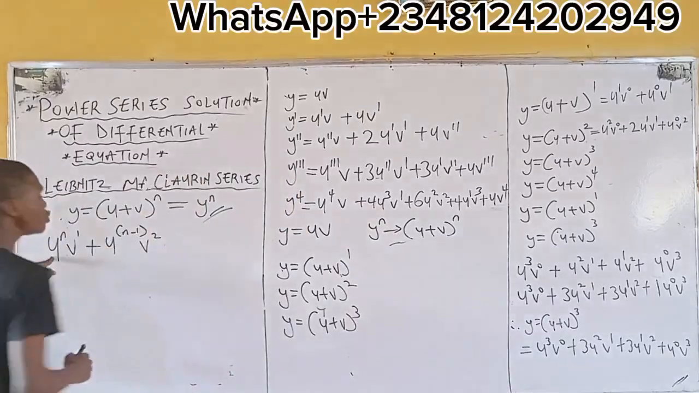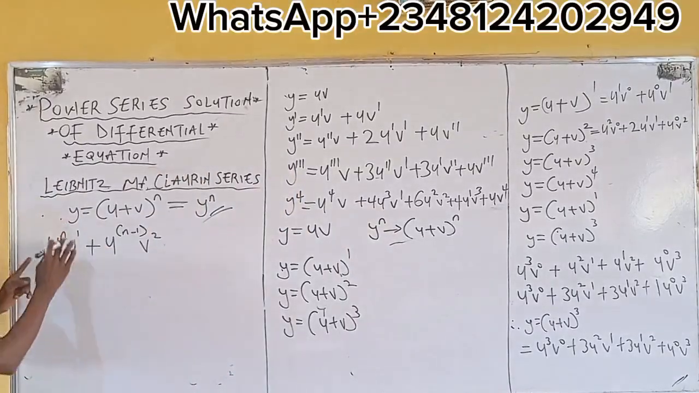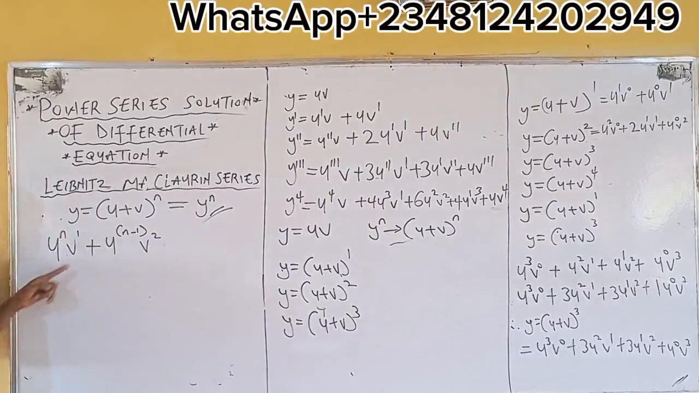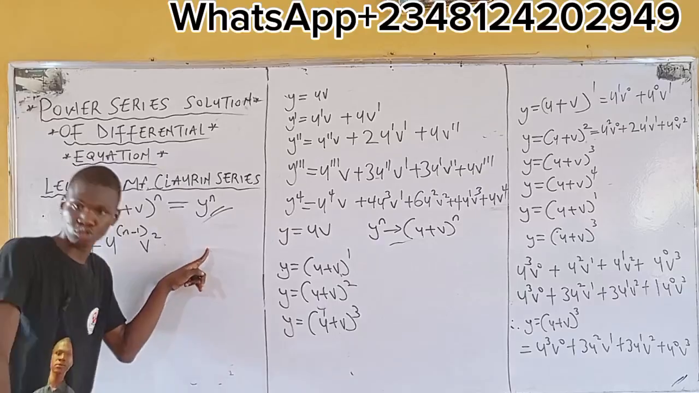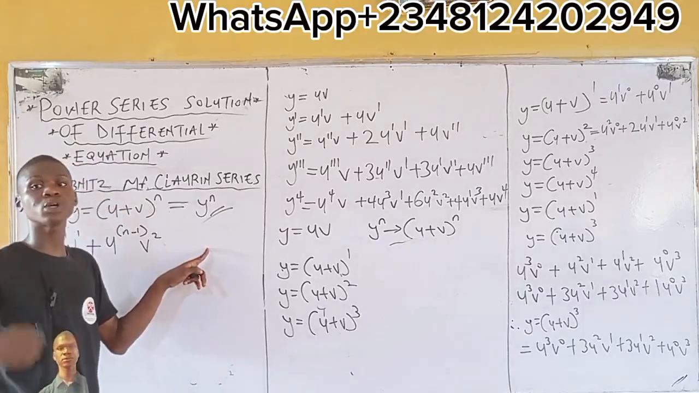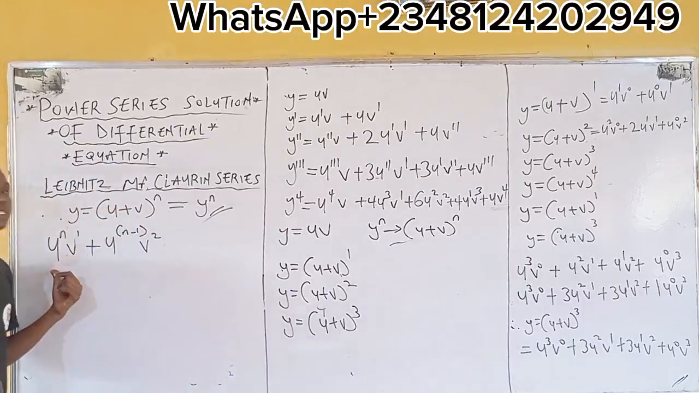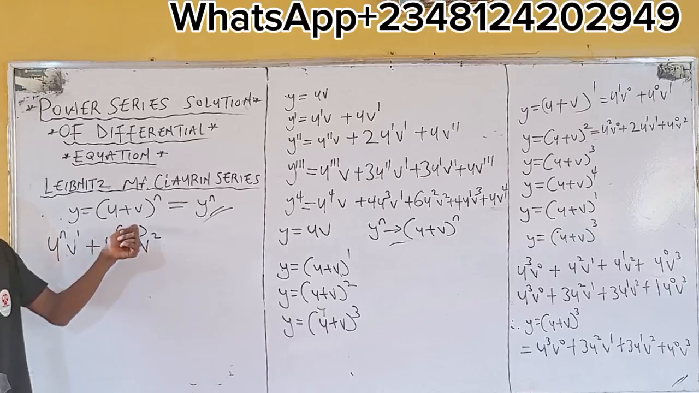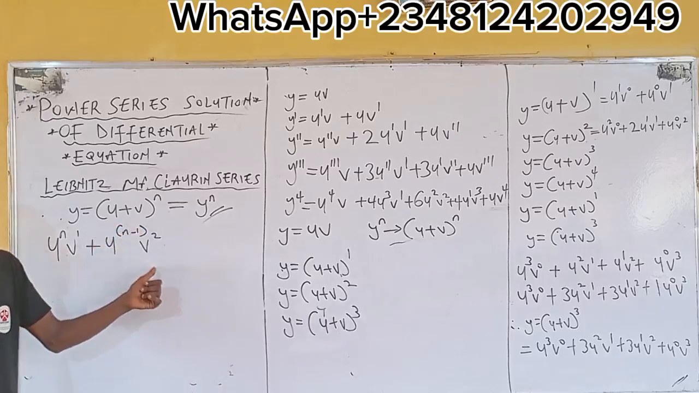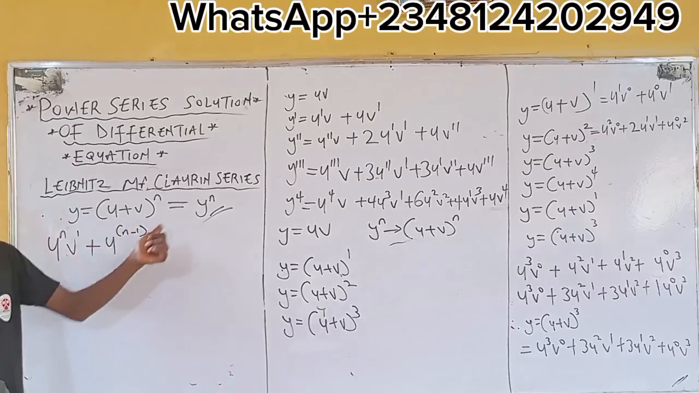Meaning I'm starting u with n. So let's say I'm having u raised to the power of n. The next one will be what? Minus 1. The next one will be what? Minus 2. Right? Where v is what? Increasing. So let's start with this very one. U raised to the power of n multiplying v raised to the power of 1 plus u raised to the power of n minus 1. The power of u is decreasing, while the power of v is what? Increasing. Meaning this one becomes what? V raised to the power of 2.